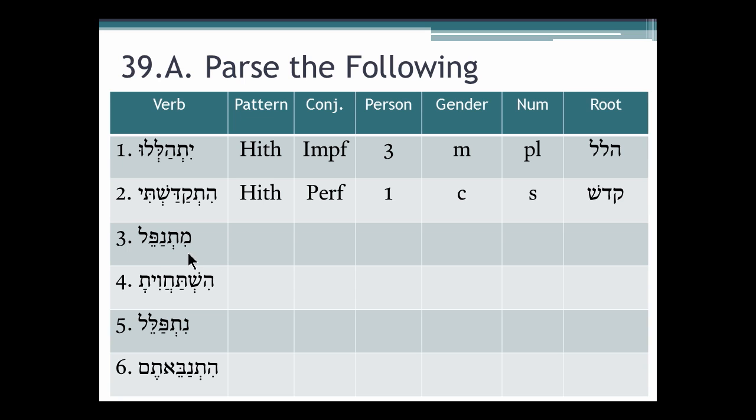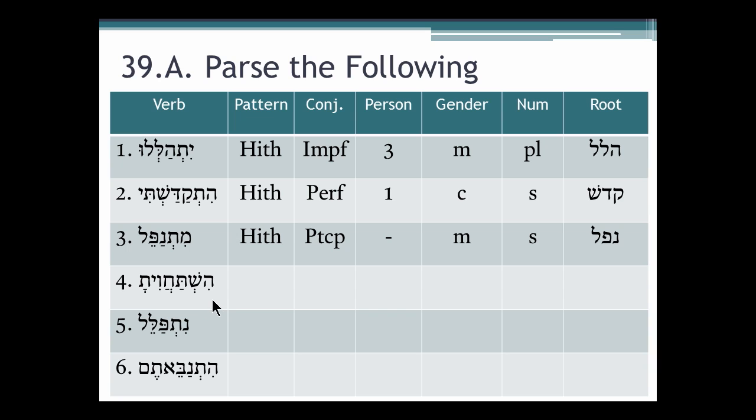Number 3, mithnappel. Again, mem, is that a prefix? It sure can be. It's one of our candidates. It's followed by a tav with the short i, mith. That's going to be a Hithpael participle. And there's no further ending, so we have a Hithpael participle masculine singular.